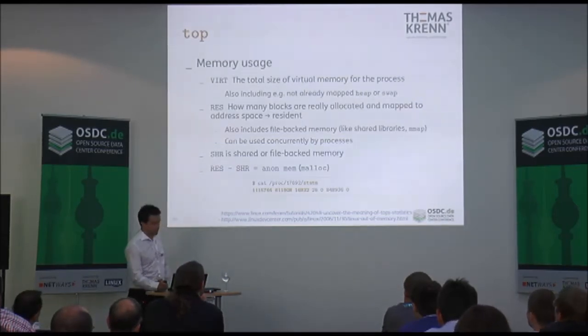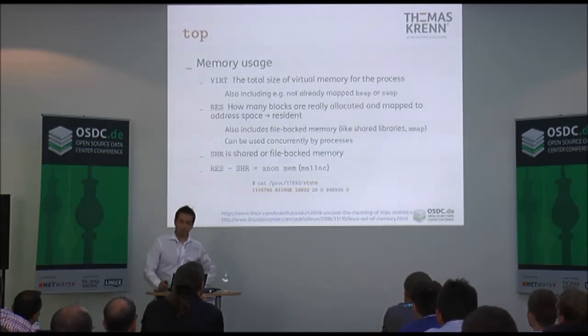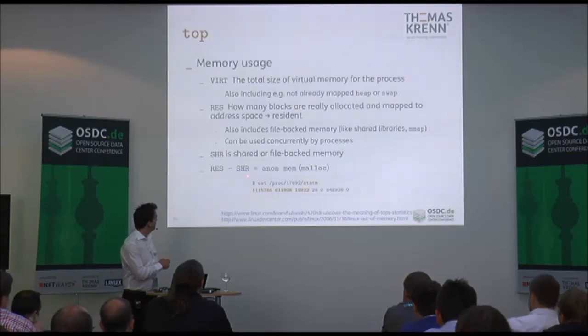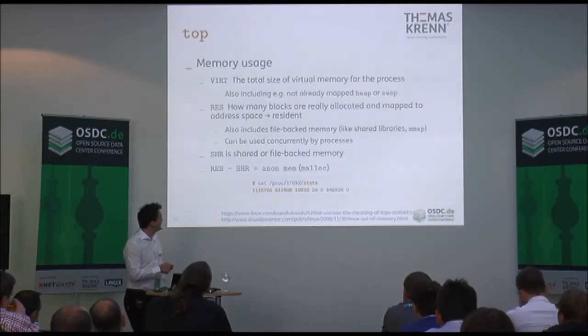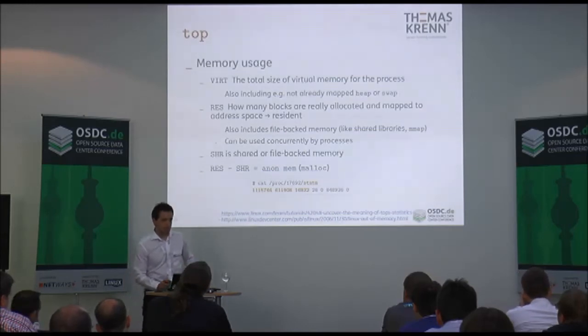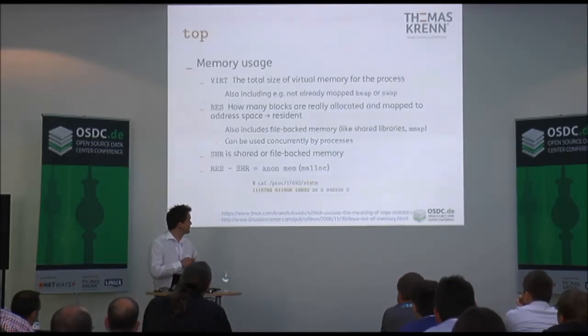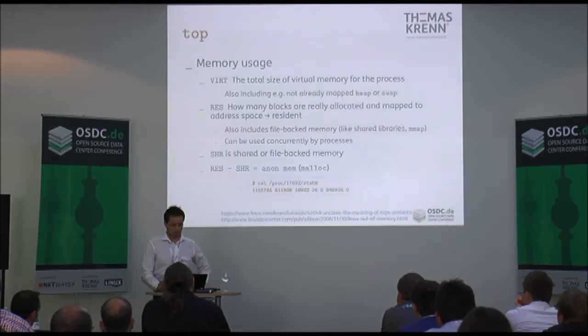The resident memory is how many blocks are allocated and mapped to the address space. So this is the resident memory. But this memory also includes the shared memory. And we know that processes which share the same libraries can also share the same memory. So the mmapped memory can be used by multiple processes in parallel. The real memory used by the process is somewhere between resident minus shared memory and resident itself. This is called the anonymous memory, the actual memory the process really uses. Normally this is increased by malloc. So if you call malloc, then the resident memory increases.